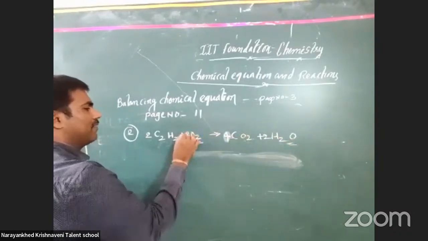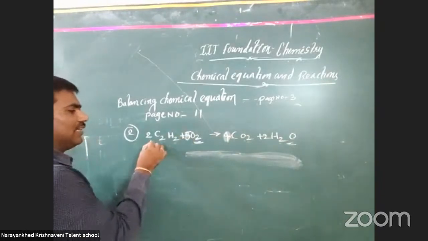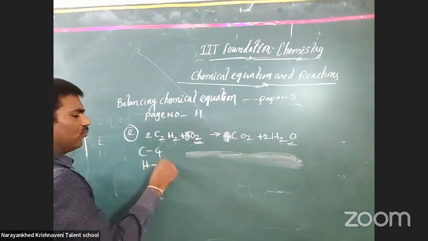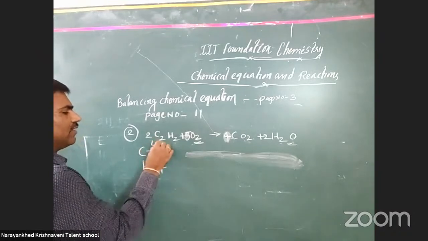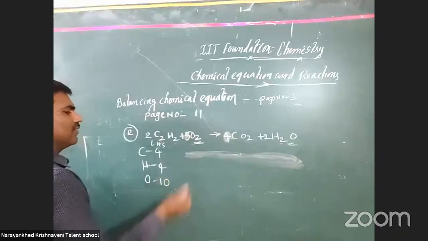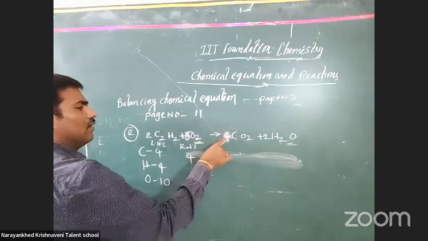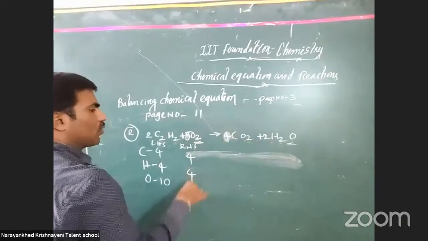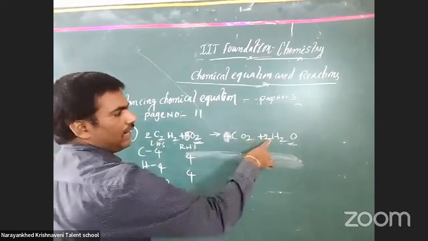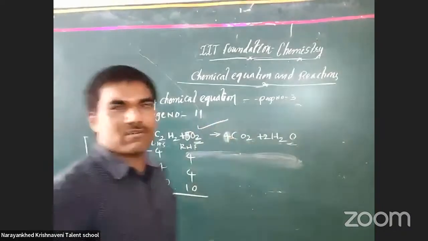Now, got it now. One second, 4 carbons are there. How many hydrogens? 4 hydrogens on the left-hand side, and oxygens, how many? 10 oxygens. One second, the right-hand side now. 4 carbons are there, and for hydrogens, 4 hydrogens. Here 4 oxygens, 4 into 2, 10. And here 2, it also becomes 10. Now it is called the balanced equation.